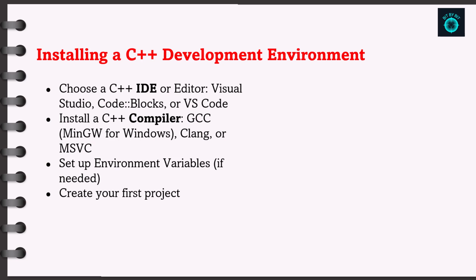Next, install a C++ compiler. On Windows, MinGW provides GCC, which is a commonly used compiler. Mac users can use Clang, while Visual Studio comes with Microsoft's compiler. Sometimes, you'll need to set environment variables to let your system recognize the compiler. Most IDEs handle this for you, but it's good to be aware. Finally, create your first C++ project or file. You're now ready to write and run your first program.